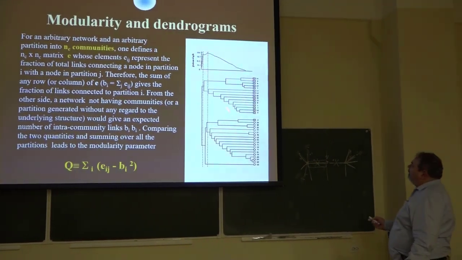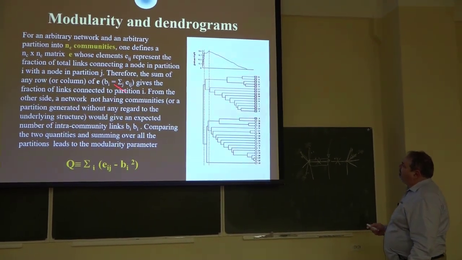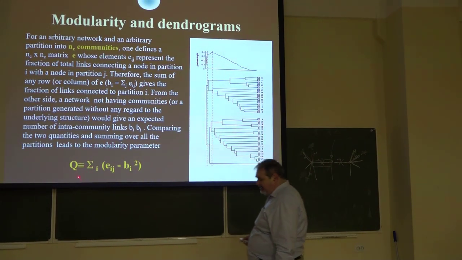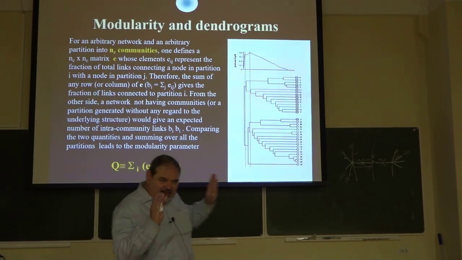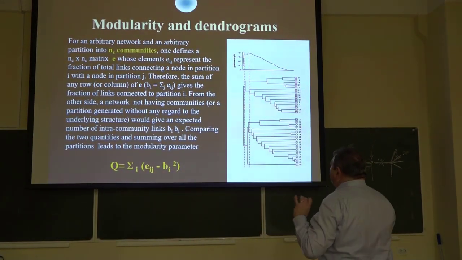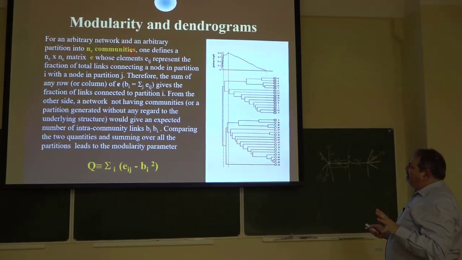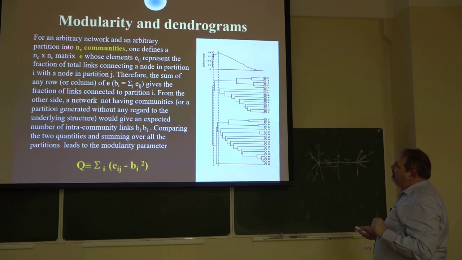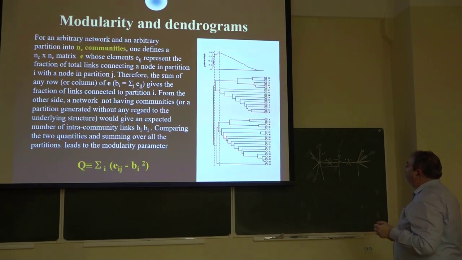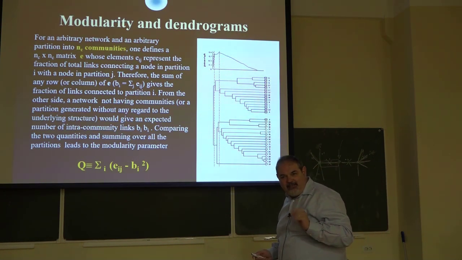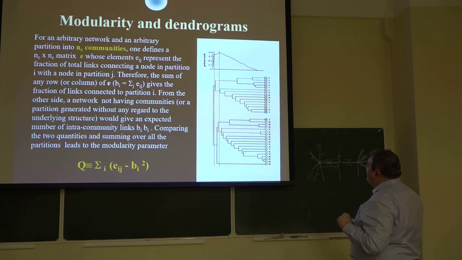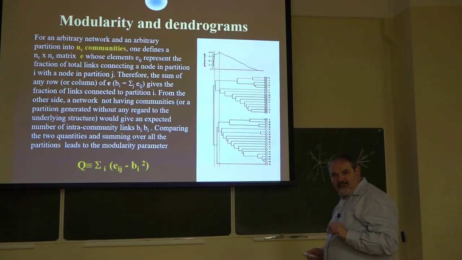Now, in order to assess how good is modularity, they introduce this parameter, which is a little bit difficult to understand, so please understand it correctly. The idea is, suppose that I have a network and I have a partition into NC communities. For example, here I have 1, 2, 3, 4, 5, 6, 7, 8 communities at this stage, okay? At this stage, I have 1, 2, 3, 4, 5 communities. At this stage, I have 2 communities, okay?